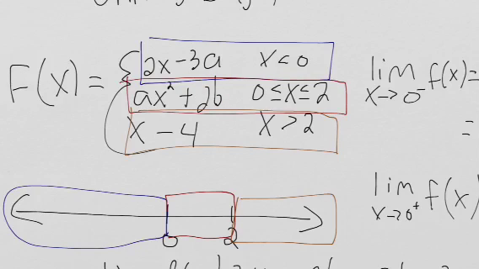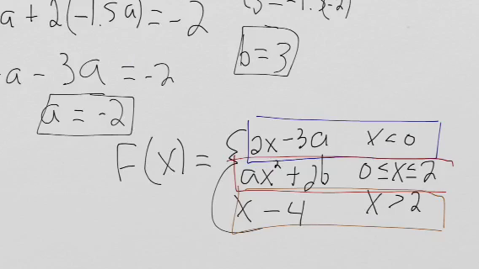So then we're going to rewrite this function with a and b plugged in. Looking at the function, we need 2x, and then negative 3 times negative 2 would be positive 6. So this is going to be 2x plus 6. This is going to be negative 2x squared plus 6, because again, b is 3, so we plug that in there. And then this is x minus 4. So with those a and b values, this graph is going to be connected.